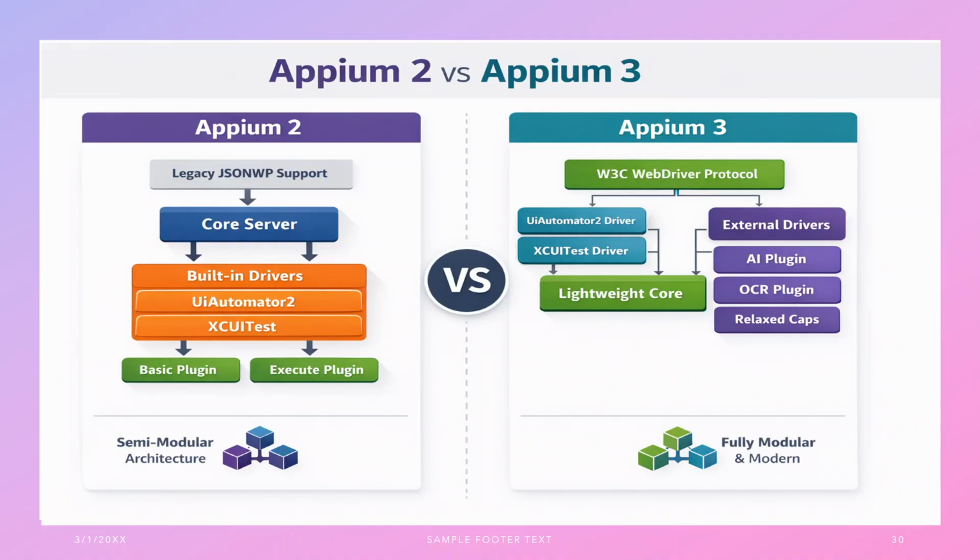So APM2 is a semi-modular architecture, whereas in APM3 they have followed a fully modular architecture. It means they are using the W3C WebDriver protocol, and by using this protocol they have standard compliance, and whichever external drivers you want to use, you can install the drivers or plugins separately here. So this is the basic difference between APM2 and APM3 here.